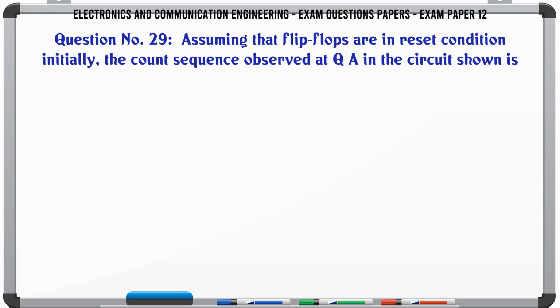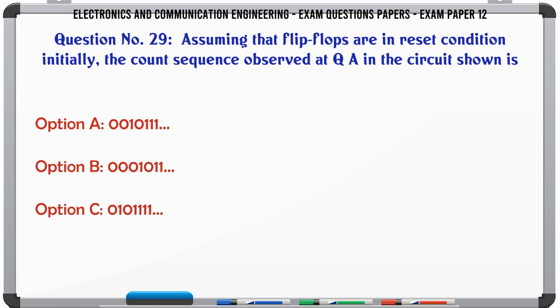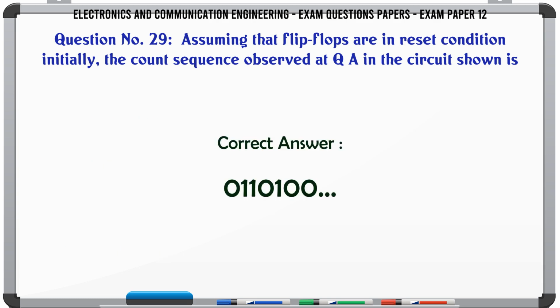Assuming that flip-flops are in reset condition initially, the count sequence observed at QA in the circuit shown is A) 00101111, B) 000111, C) 010111, D) 01101000. The correct answer is 01101000.